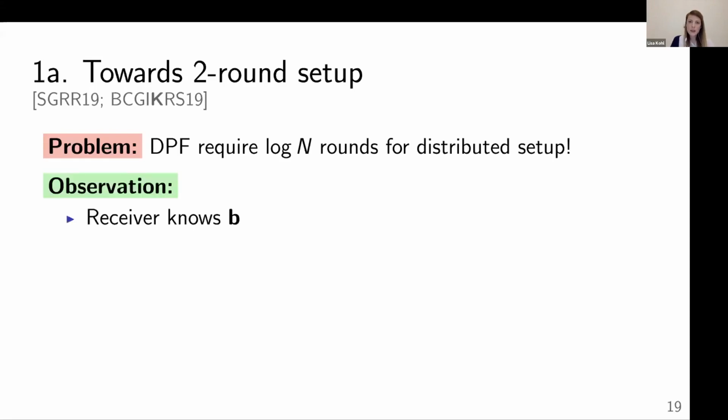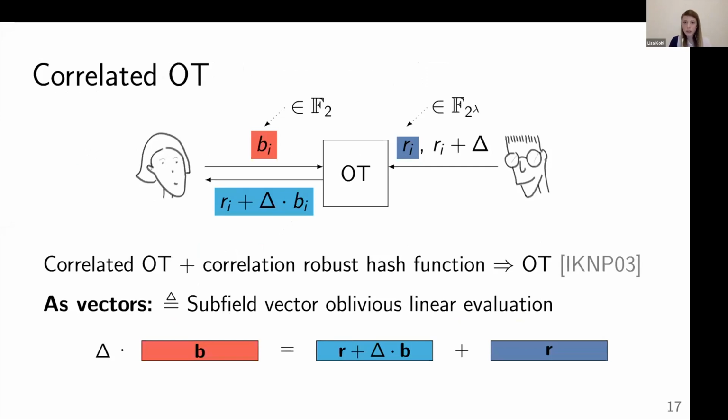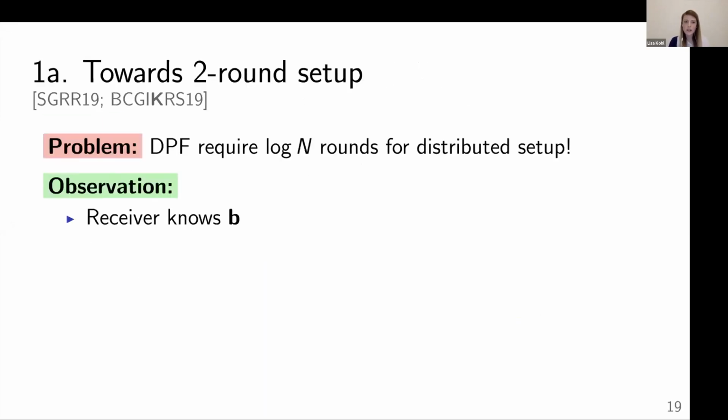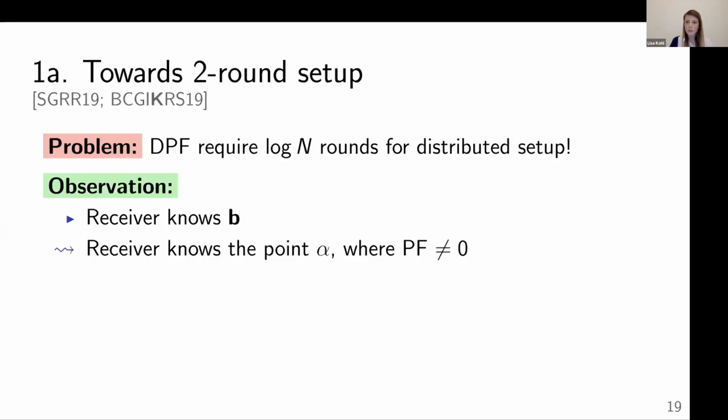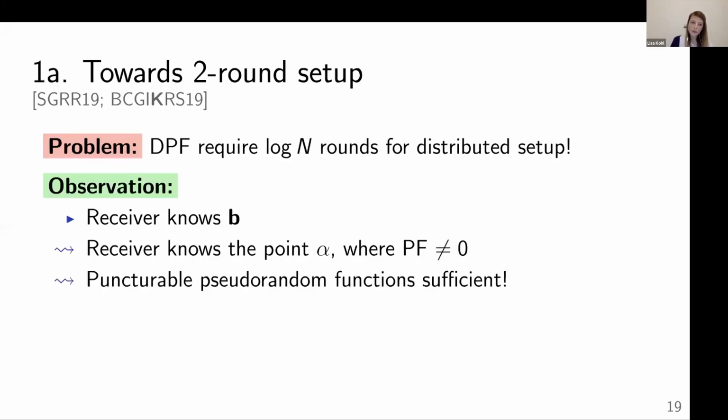But an observation that you can make here is that in this setting, the distributed point functions are actually kind of an overkill. Why is that? Because actually the receiver knows the vector B, the red one, which is the choice bit. So in particular, the receiver knows the point where the point function is not equal to 0. The receiver knows exactly the non-zero positions. And then we can use a different primitive, a so-called puncturable pseudorandom function.